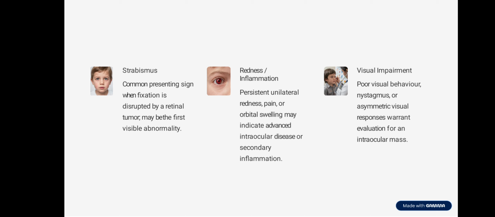Next is strabismus. It is a common presenting sign when fixation is disrupted by a retinal tumor, and may be the first visible abnormality. Redness or inflammation: persistent unilateral redness, pain or orbital swelling may indicate advanced intraocular disease or secondary inflammation. Visual impairment: poor visual behavior, nystagmus or asymmetric visual responses warrant evaluation for an intraocular mass.